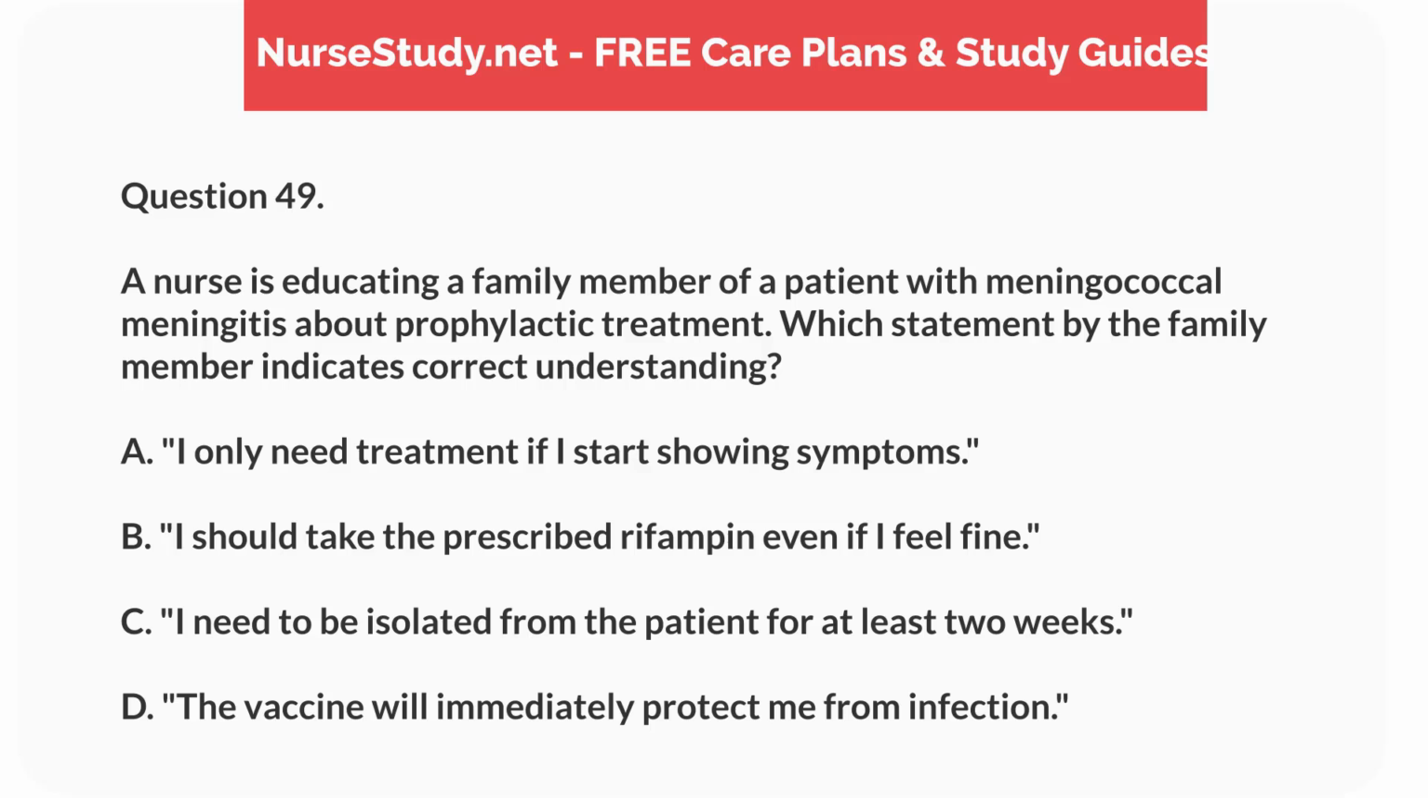Question 49. A nurse is educating a family member of a patient with meningococcal meningitis about prophylactic treatment. Which statement by the family member indicates correct understanding? A. I only need treatment if I start showing symptoms. B. I should take the prescribed rifampin even if I feel fine. C. I need to be isolated from the patient for at least 2 weeks. D. The vaccine will immediately protect me from infection.